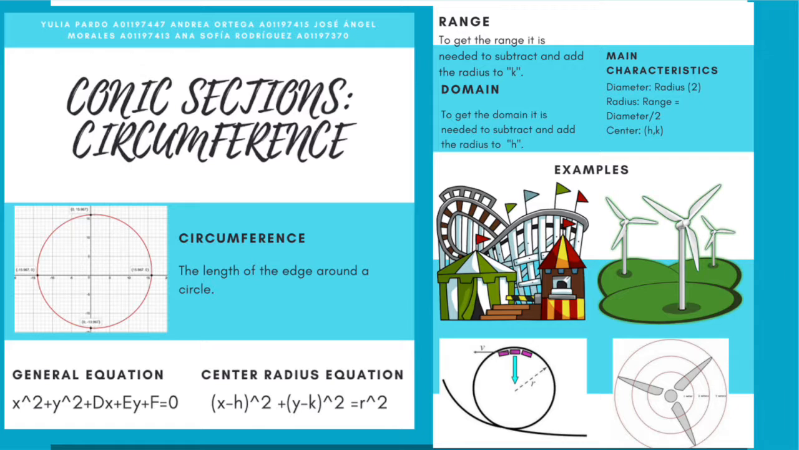The diameter is equal to 2 times the radius. The radius equals the diameter divided by 2. The center is h, k. The equation is (x minus h) squared plus (y minus k) squared equals r squared. To get the domain, it is needed to subtract and add the radius to h, and to get the range, it is needed to subtract and add the radius to k.